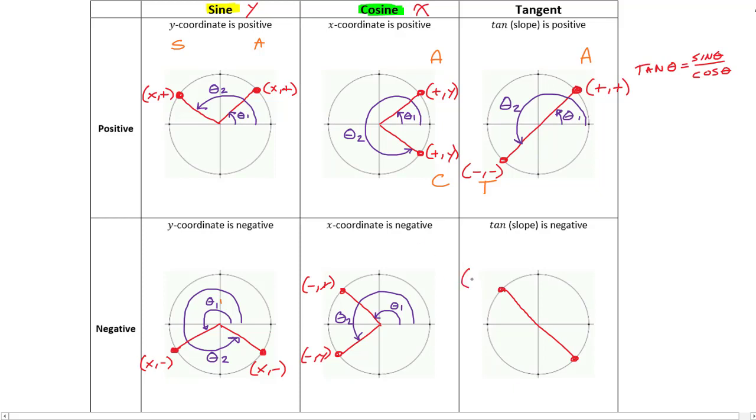Now, why is that? Well, over here, the x-coordinate's negative and the y-coordinate's positive. So positive divided by negative is negative. And over here, the x-coordinate's positive, the y-coordinate's negative. Negative divided by positive is negative.